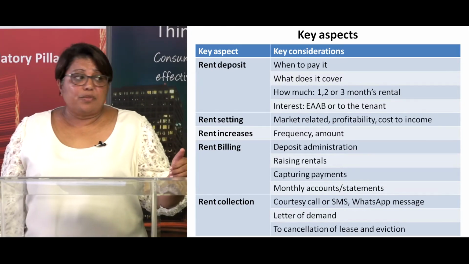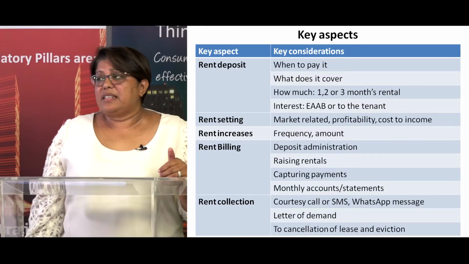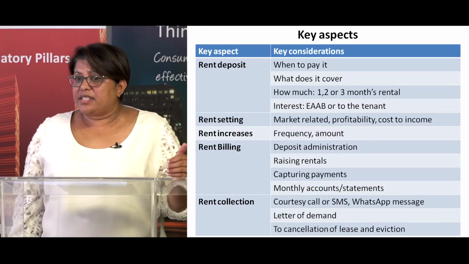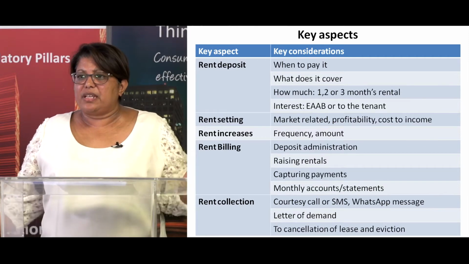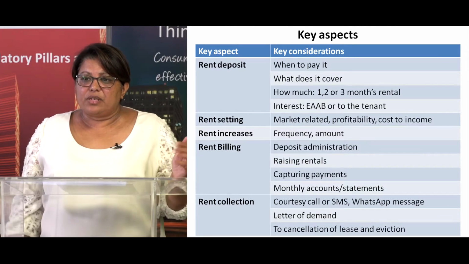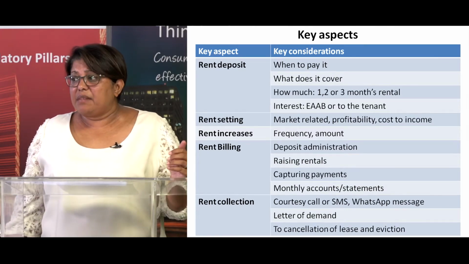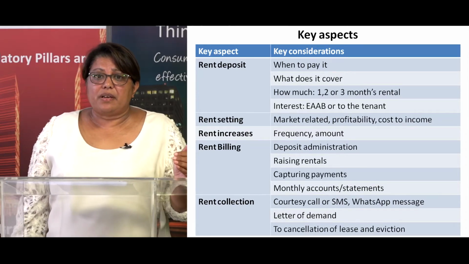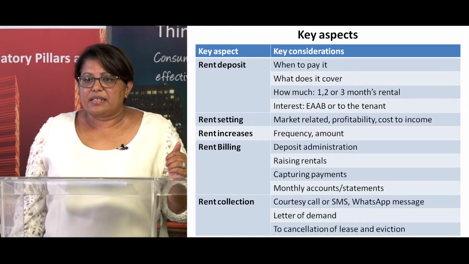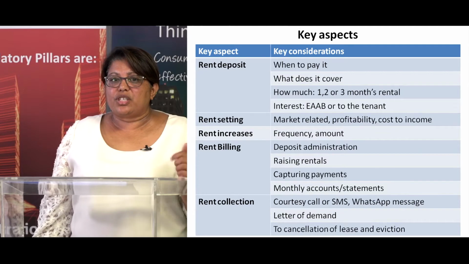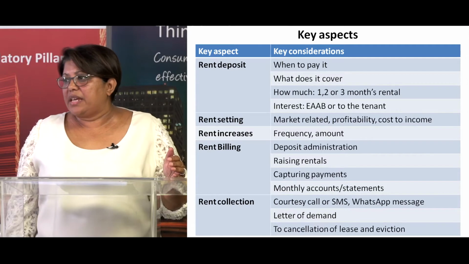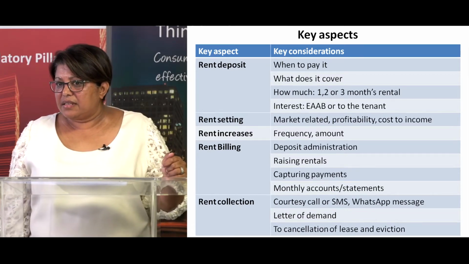Rent setting, it has to be market related. It's no use advising the landlord that you're going to be setting rental and that rental is not market related, it's above market, because then no one's going to rent that unit from you, because they would then go and find a unit that is market related. At the same time, the landlord wants to see profit from a return on his investment. So you've got to measure that against what the market related rental is. And you've got to also check the cost to income. You can't have a rental set and the cost of that unit is actually more than that rental income. It just doesn't make sense.